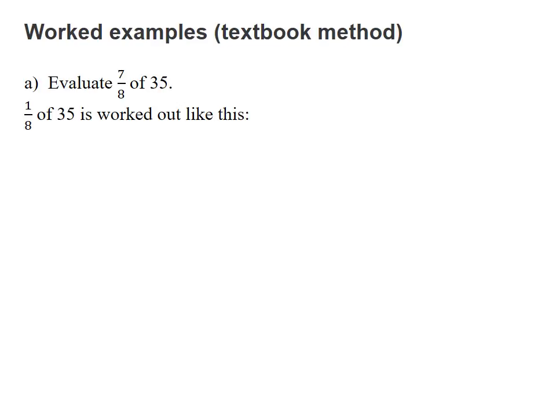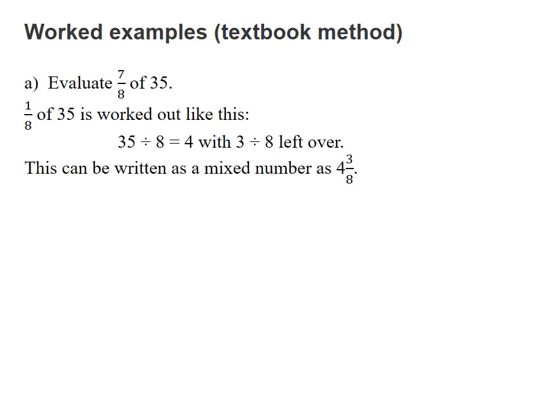Well, 1/8 of 35 is worked out by dividing 35 by 8. 35 divided by 8 is 4, with 3 left over. That's 3 divided by 8, 3/8 left over. So you can write this as a mixed number, that's 4 and 3/8.